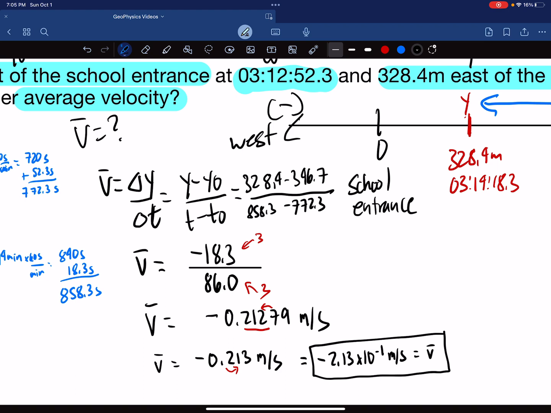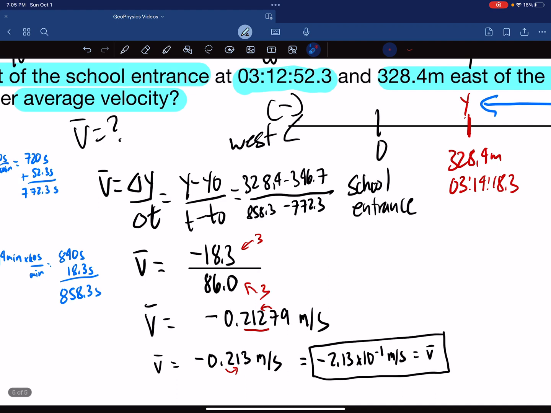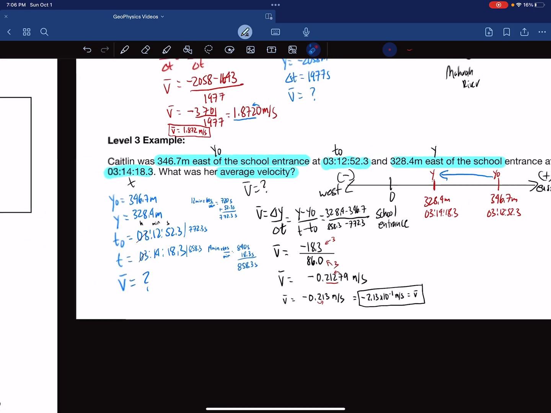And how we can check ourselves that this 10 to the minus 1 is correct is 10 to the minus 1 is 1/10. And so if we multiply this by 1/10, we're going to divide by 10, which will make it smaller. And the real answer, 0.213, is smaller than 2.13. And this is our final answer for the level 3 question.